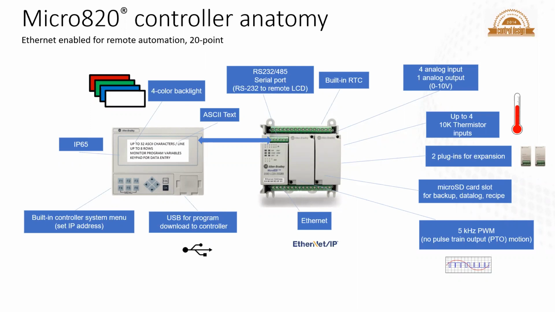It also has a micro SD slot, so you can do backup, you can do some data logging on it as well. It's got a USB port as well to download to the controller. So a really functional, small type of system, very cost effective. Price range of these, we're talking about 820, probably $150 to start. Very, very cost effective system.